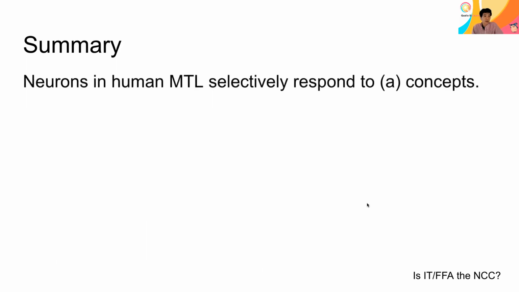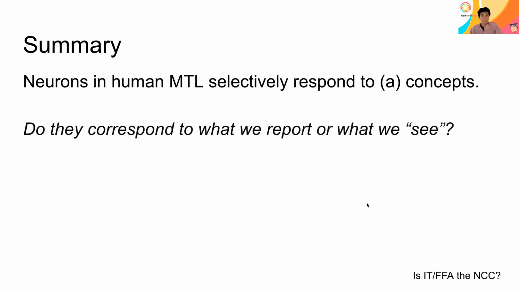In summary, neurons in the human medial temporal lobe selectively respond to a few concepts or maybe a single concept, which we don't know yet. But the question here from a consciousness research point of view is whether they actually correspond to what we report or what we see. In the paradigm that they tested, the response can be reflecting report rather than something that we don't report, but still see.